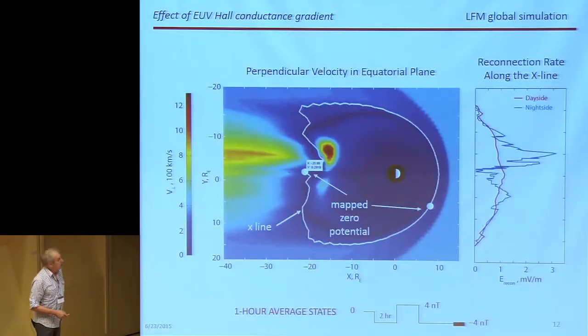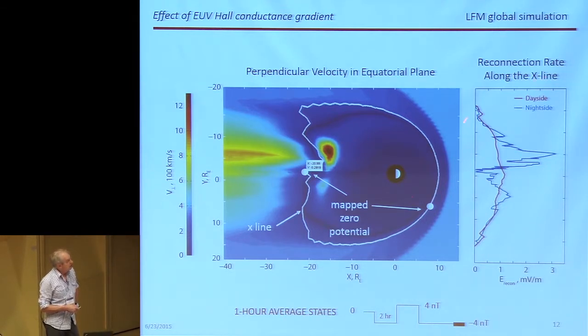Okay, more recently, Tian Lu at Dartmouth did some similar simulations to what Aaron Ridley reported using the LFM model, and imposed that same EUV conductance gradient only, no auroral conductance in this simulation, and looked at some of the features in the magnetosphere. What you see here is the reconnection rate, essentially along the X line, in a 1 hour average. If you march along the X line and integrate the electric field along that line, you find that there's an asymmetry. On the day side, it's more or less symmetric, but on the night side, there's an asymmetry in the reconnection rate, and that reconnection rate produces fast flow. The color bar here is flow velocity, preferentially in the pre-midnight sector.